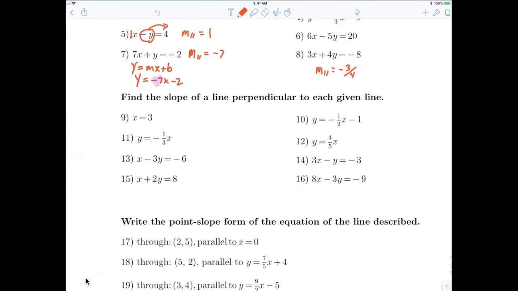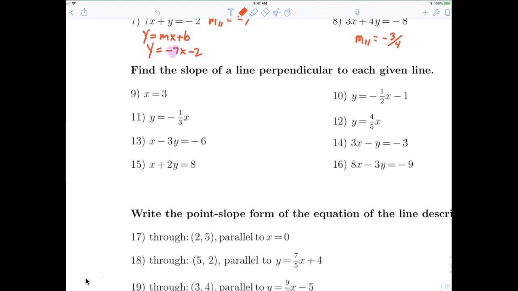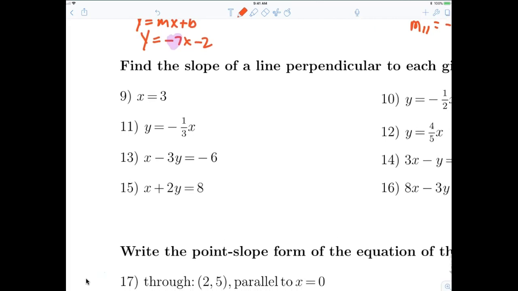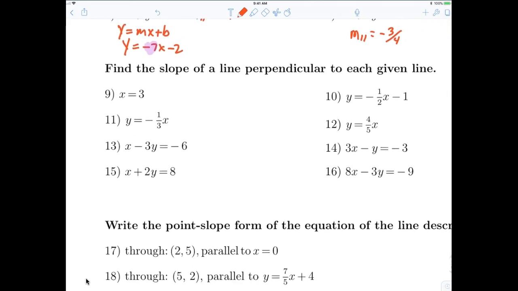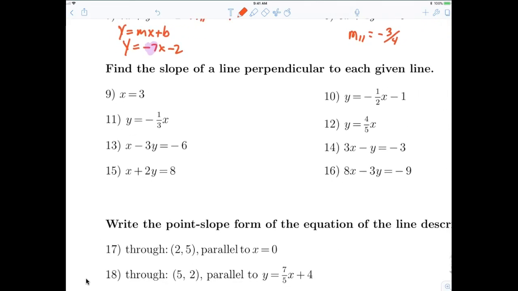All right. Now, over to number 9. I need someone who's especially thinking about this. Find the slope of the line perpendicular to each given line. Number 9. Kate, what do you think? -1/3. -1/3.